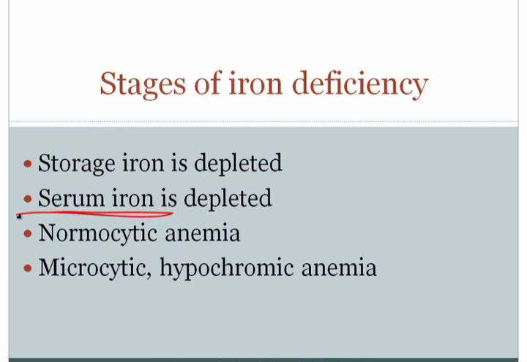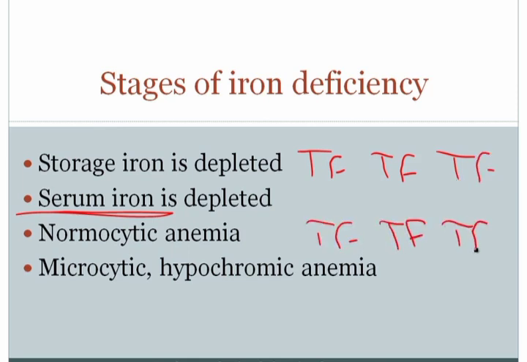Now the way to remember this is to just think about it. Let's remind ourselves that if you have transferrin molecules, let's draw here 6 transferrin molecules. So 1, 2, 3, 4, 5, 6. We've got 6 transferrin molecules, correct? Now normally, when you think about transferrin, 1 out of every 3 is bound to iron. So 1 out of every 3 is bound to iron. So it looks like this.